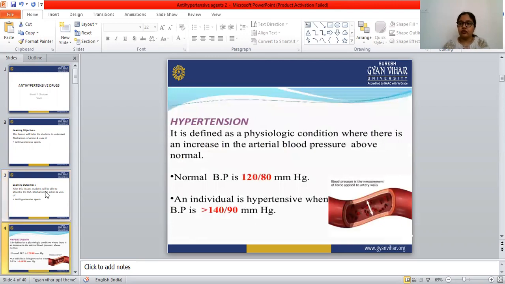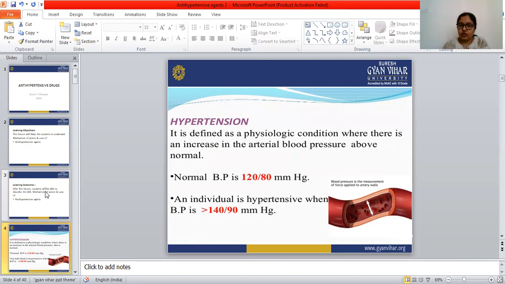So before going to the topic, antihypertensive agents, we have to know what is hypertension. Hypertension is defined as a physiological condition where there is an increase in the arterial blood pressure above normal. So hypertension is the condition where the arterial blood pressure increases.